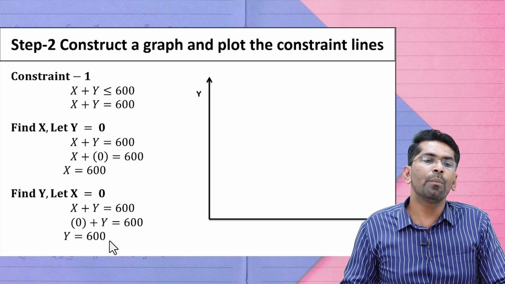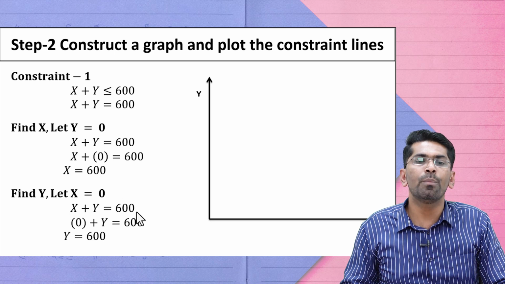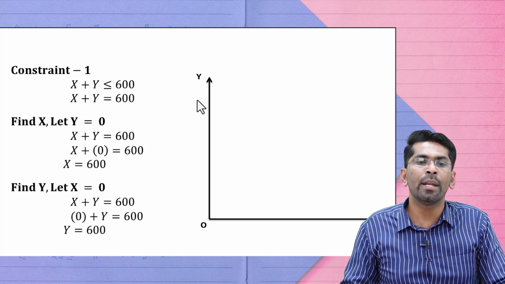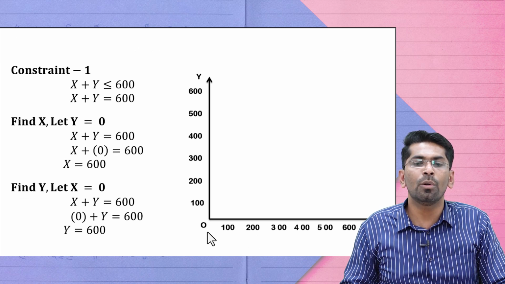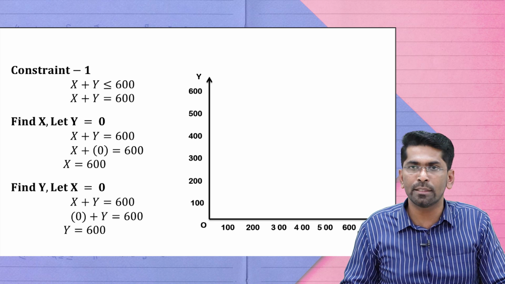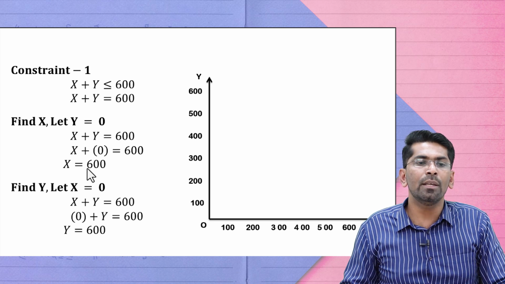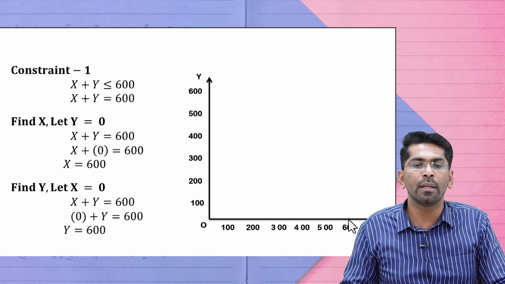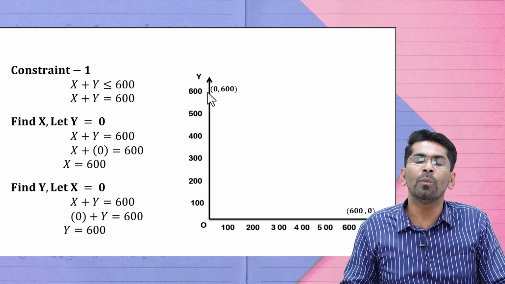Now I am going to plot these two coordinate points on the given graph. Here I am going to take the scaling from 0 to 600, because the maximum point here is 600. So I am going to consider the scaling up to 600. Here x is equal to 600 when the value of y is equal to 0, so it will be this point. I am denoting this particular point here, and when the value of x is equal to 0, the value of y is equal to 600.